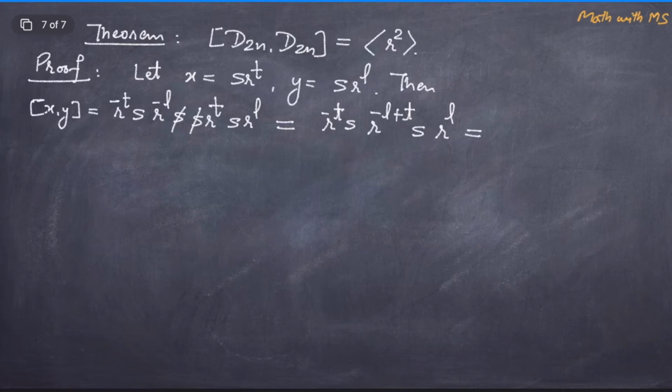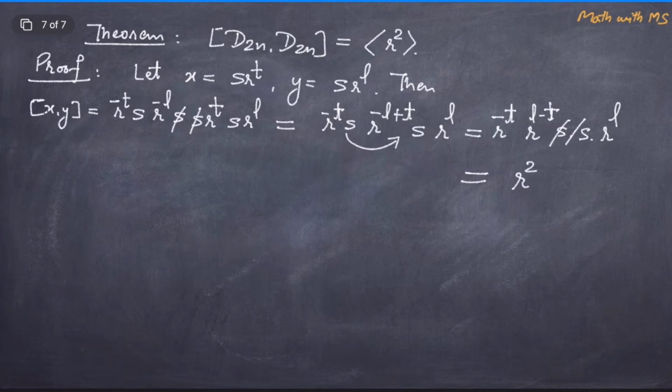Now, we will use the relation in the dihedral group and bring these two S together. So, using the relation that we have used earlier in the computation of conjugacy classes in the dihedral group, we get R to the power L minus t into S into R to the power L. S gets cancelled, and you see that this turns out to be R to the power of 2 times L minus t, which certainly belongs to the subgroup generated by R square.